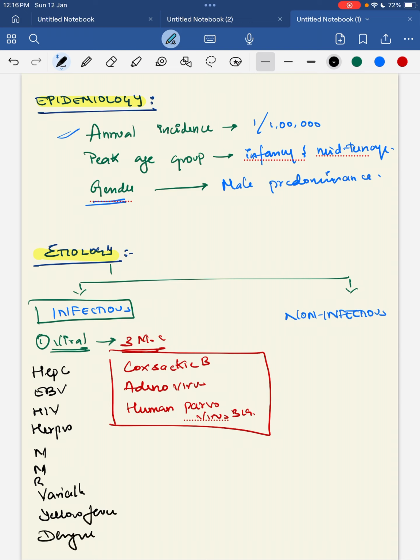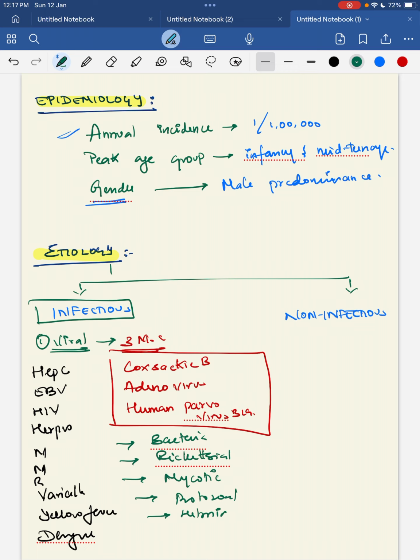So other than viral etiology, bacterial, rickettsial, mycotic, protozoal and helminthic causes can also cause myocarditis. Okay.